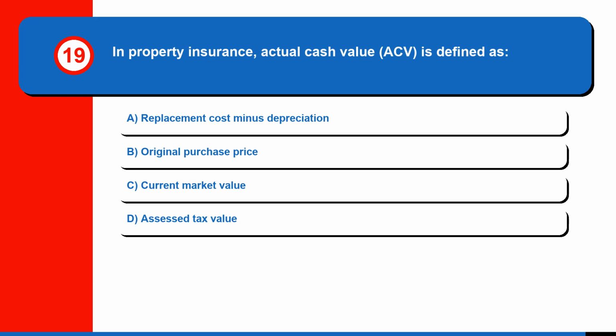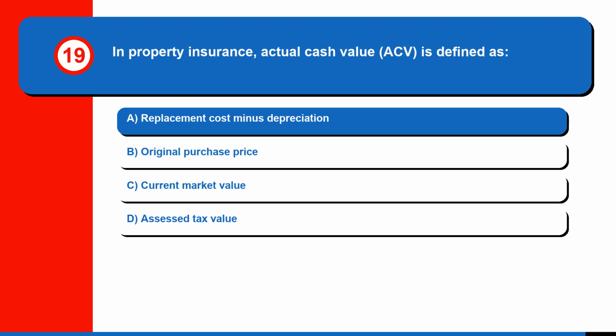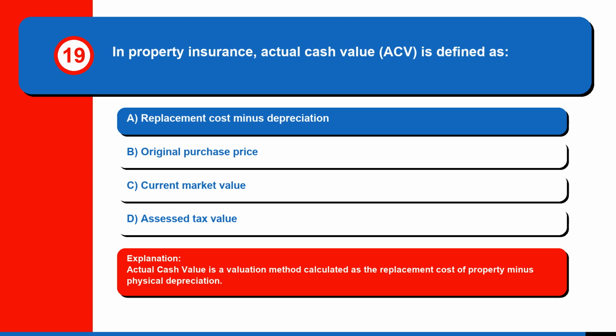Question 19. In property insurance, actual cash value, ACV, is defined as A. Replacement cost minus depreciation. B. Original purchase price. C. Current market value. Or D. Assessed tax value. The correct answer is A. Replacement cost minus depreciation. Actual cash value is a valuation method calculated as the replacement cost of property minus physical depreciation.